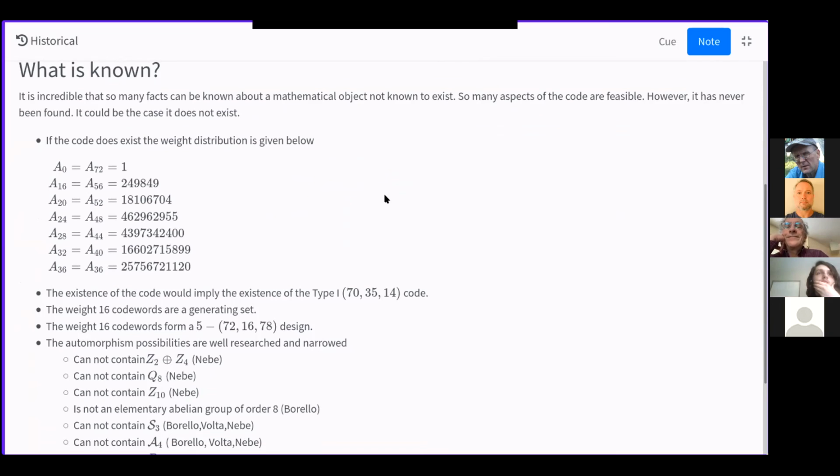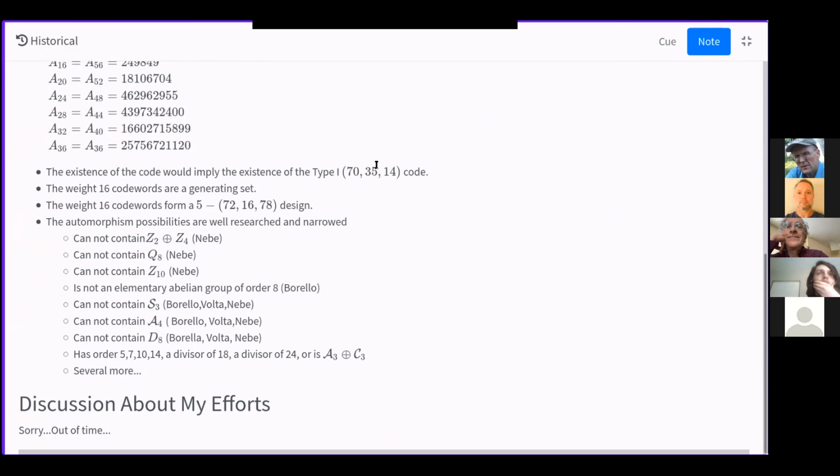Self-dual codes have a symmetry, by the way. That's the reason you say A0 is equal to A72. The existence of this code would also imply the existence of a type 1703514 code. The weight 16 code words are a generating set. The weight 16 code words will form a 5 design, a combinatorial design. The automorphism possibility, so we don't even know if it exists, but we know which possible automorphisms and coordinates we can switch to make it an equivalent code. You have a list there of what it can't contain.